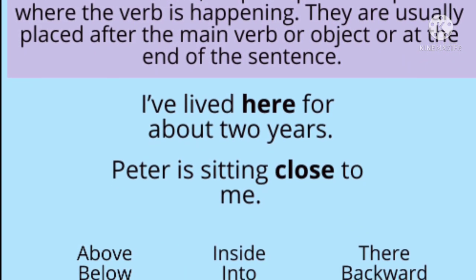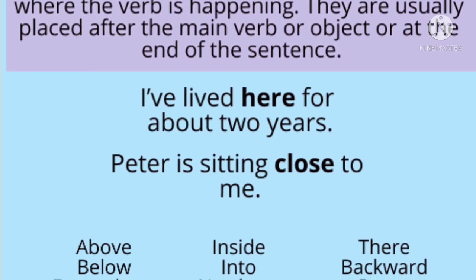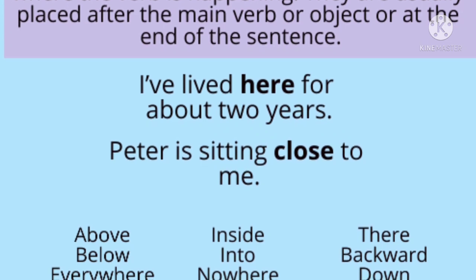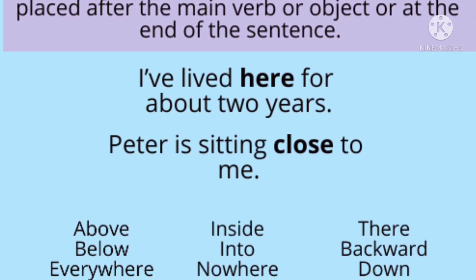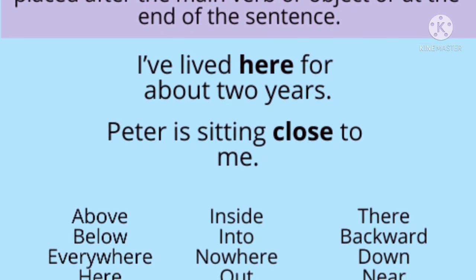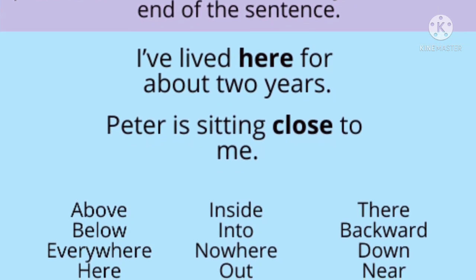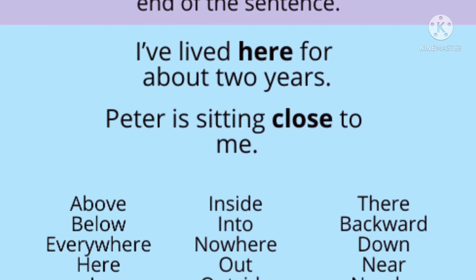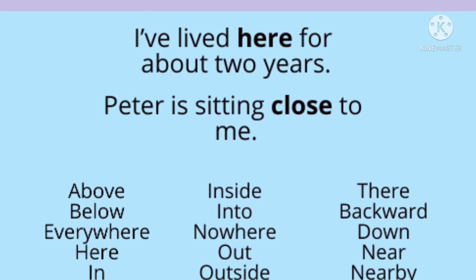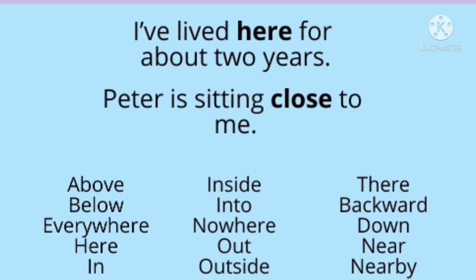For example, I have lived here for about 2 years. Next sentence: Peter is sitting close to me. A few examples like above, below, everywhere, inside, into, nowhere, out, there, backward, down, near are very common examples of adverbs of place.